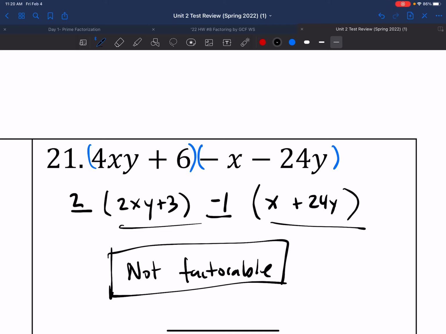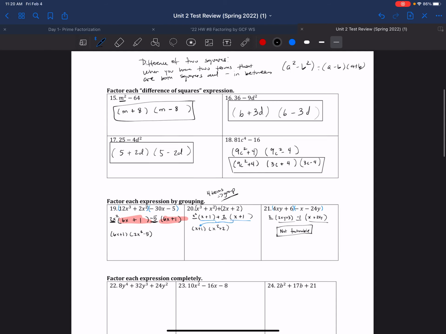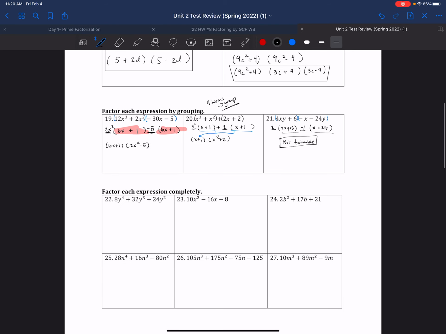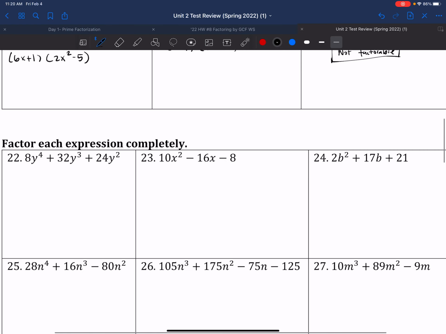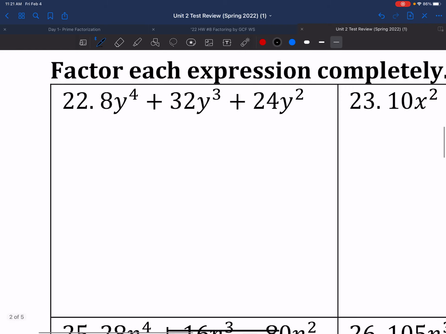Okay, so now let's go ahead and move on to factor each expression completely. So most likely on the test, you won't be told what you have to do. You're going to have to figure it out. So honestly, if I were you, just look at some problems, do more practice, and then you'll get natural at this.